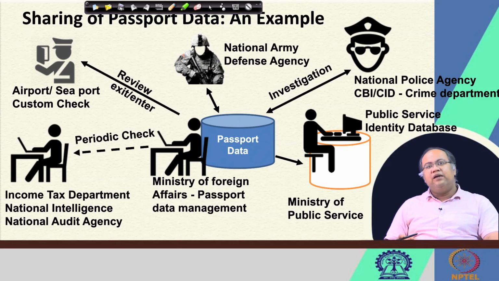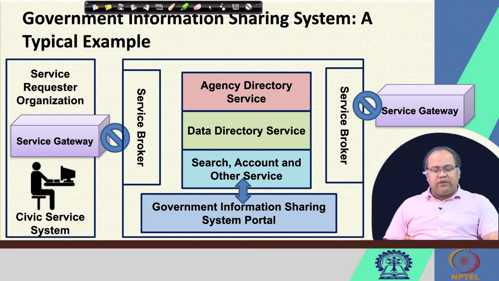So, that way the data gets duplicated at different places and it increases the chance of data breaches from the environment. So this is basically a typical government information sharing system. The government data is stored in a central directory, like a data directory service or agency directory service, which has its own applications, the APIs for searching and retrieving data, and a service broker through which different organizations access the data.